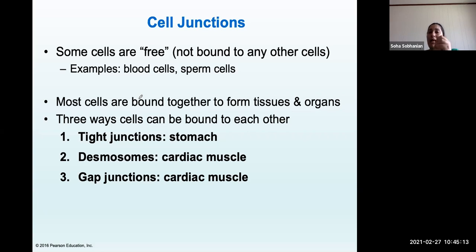A really good example of a tight junction is your stomach. So think about your stomach. What is the environment of your stomach, guys?